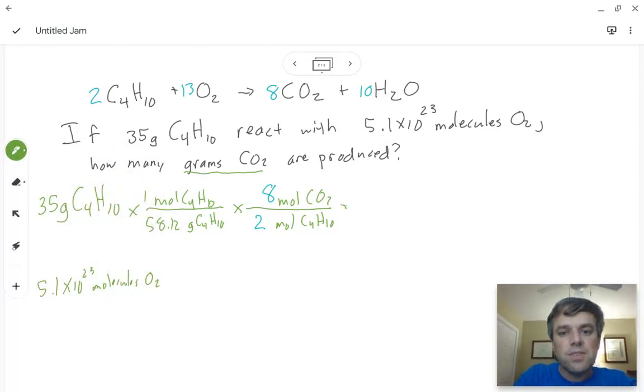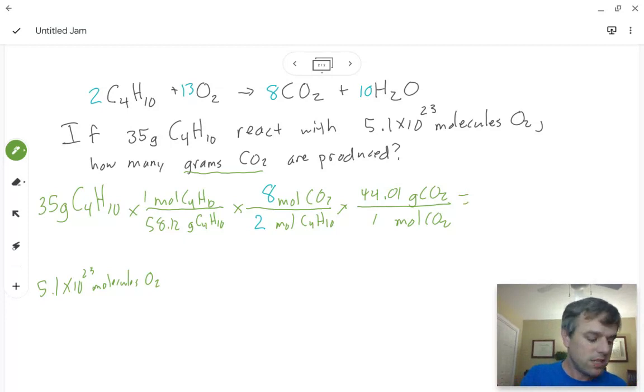And then we continue on, and we get it into grams because it wants an answer in grams of CO2. So we go from moles of CO2 to grams of CO2, where 1 mole equals the mass of carbon plus 2 oxygens, which is 44.01. So we work this problem out, and I'm coming up with an answer of 106 grams of carbon dioxide.